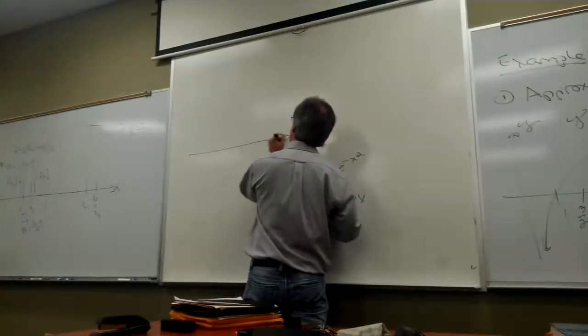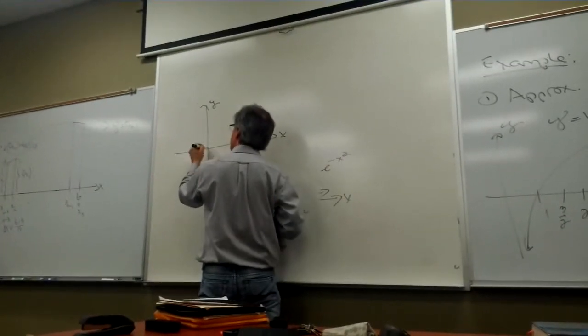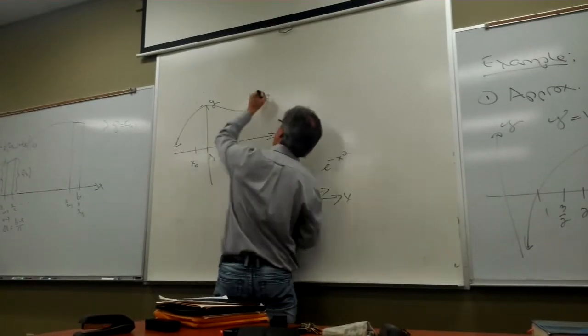Got a picture that looks like this. X-axis, Y-axis. Here's my x of naught. Here's my x of 1. Here's my x of 2. I don't know what my curve looks like. I just don't care.